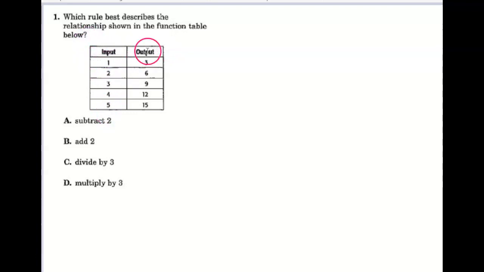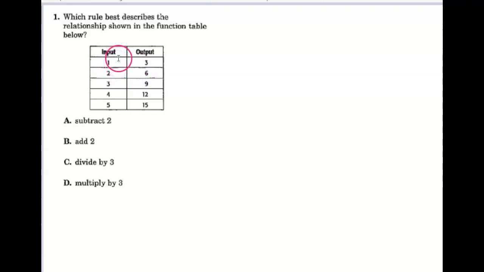So these are our numbers here, and this is the output, right? So all we have to figure out is, what's our relationship between 1 and 3? Well, I can say 1 plus 2 equals 3, right? I'm just adding 2. Well, let's see if that's true for 2. If I put 2 plus 2, I would get 4, right? That's not the same as this. So I have to figure out how else I can get to 3.